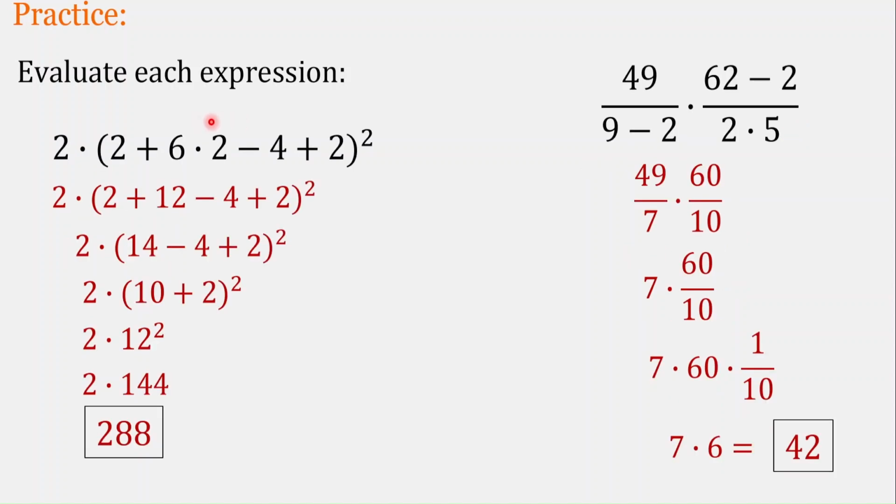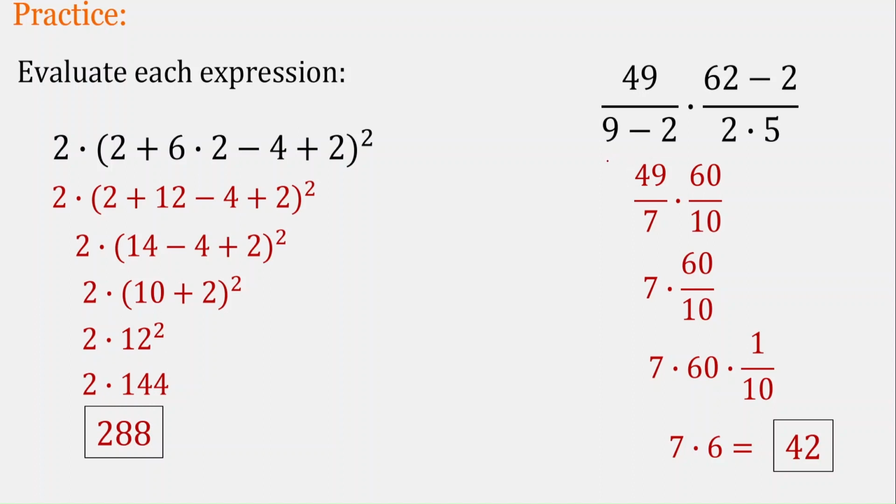In this third problem, we do have a large amount within this set of parentheses, which will eventually be squared. Within the parentheses, the first operation is going to be this multiplication step here, giving us 12. Then now we have addition, subtraction, and another addition. We'll do this from left to right. 2 plus 12 is 14. And then we subtract the 4, giving us 10. And then add the 2, giving us 12. So now we have the quantity 12 squared. That is 144. And then multiplication again to 288.